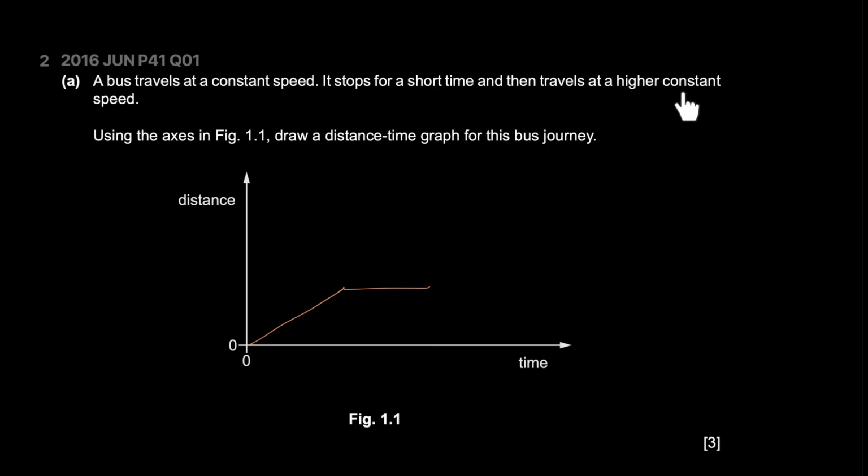It travels at a higher constant speed. So it's traveling much faster. So the distance for the same time should increase a lot more. So the graph should be a little steeper. I'm making it a lot more exaggerated than required because this is essentially what the examiner wants. I know what they want just by reading the question, and I'm making it easier for them.